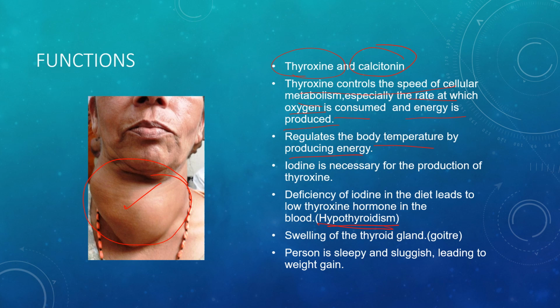Like goiter, and in other cases you can see protruding eyes. The eyes will bulge out from the eye cavity. This is also due to a thyroid hormone problem. So these hypothyroid persons have a sleepy or sluggish nature, and they gain weight. Now let us see what will happen if there is more production, that is, hypersecretion of thyroxine.